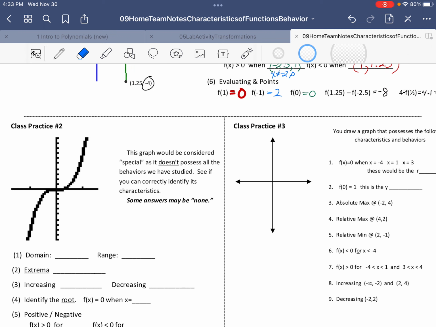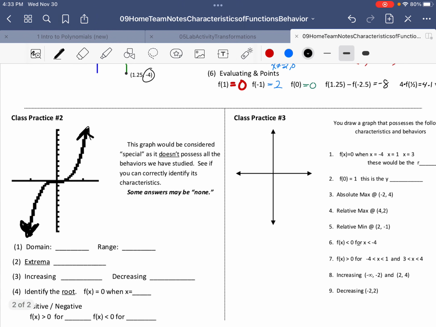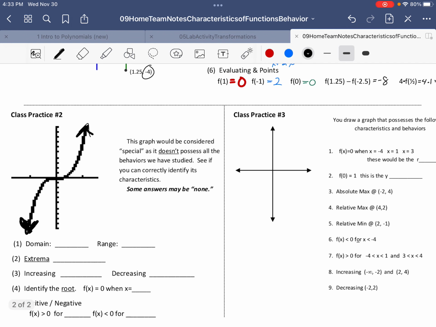How about class practice problem number 2? Let's just run through this a little more quickly now that we've seen all these answers. So we've got a graph that would have arrows on the ends. It really should be shown that way, but I forgot to put that there. So we've got arrows on the end. The graph goes to the left and to the right forever. It also goes up and down forever.